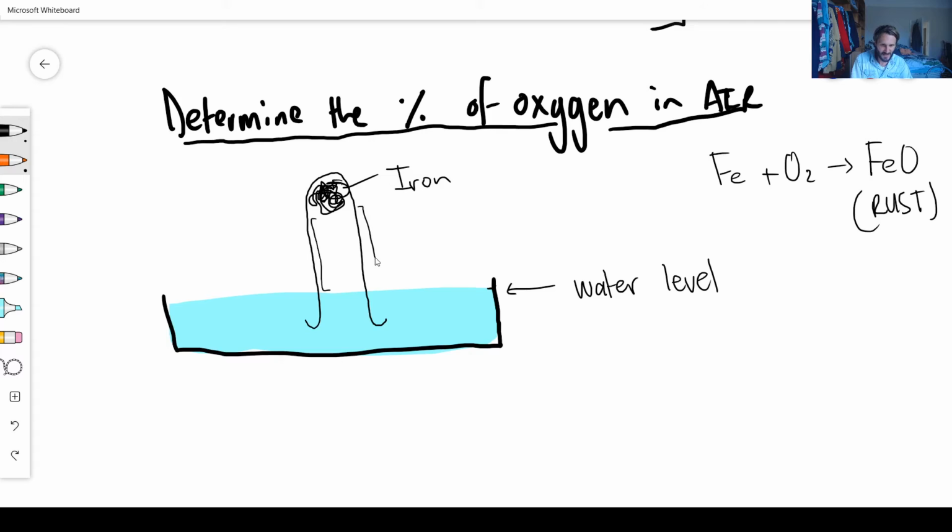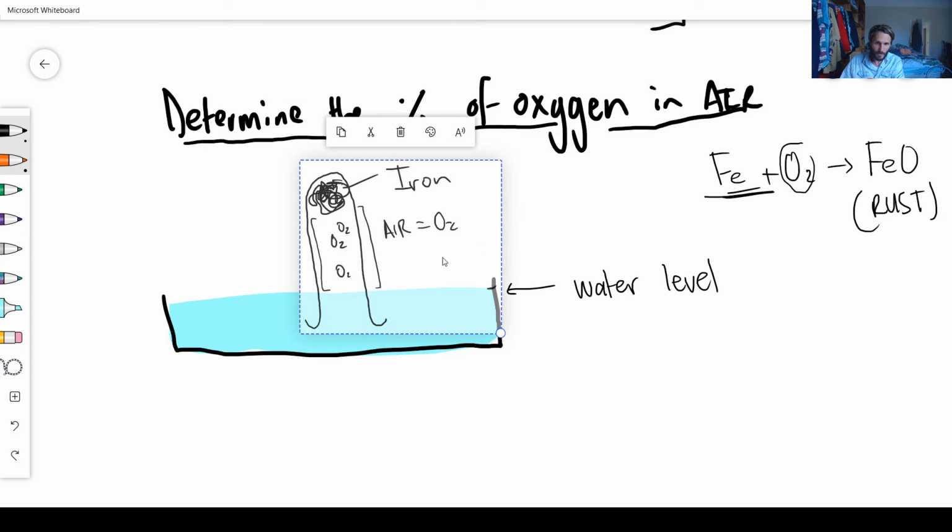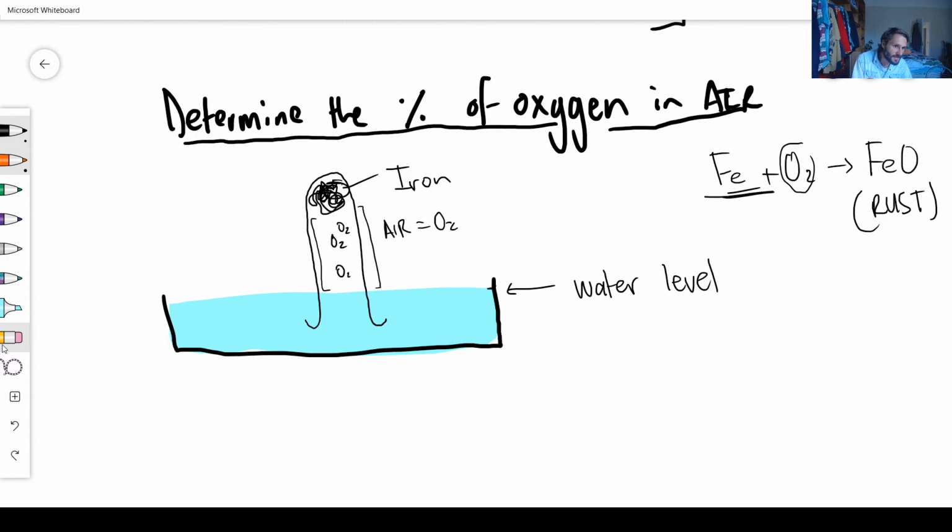Now, if you think about it, in this portion of the boiling tube, in this section here, there is air, and inside that air is oxygen. What's going to happen is these little O2 molecules are going to combine with the iron. And it's almost like they're disappearing, and disappearing, and disappearing.